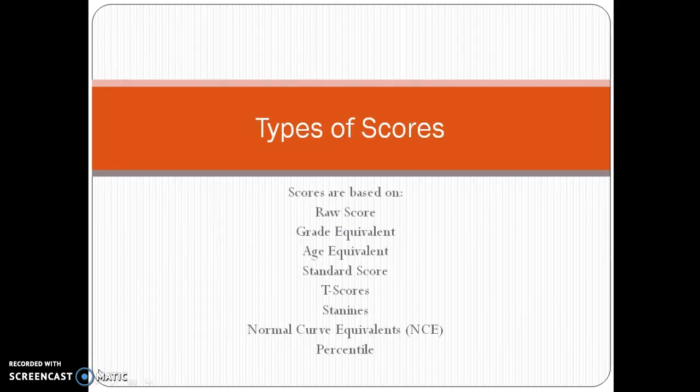On this next slide, I'm going to talk about the types of scores. Scores are based on raw scores, grade equivalent, age equivalent, standard scores, T-scores, stanines, the normal curve equivalents, and the percentiles. I'm also going to read something from the manual. These means do not indicate a steady progress from age 6 to 14, and then a leveling off and a slight progression at age 45.